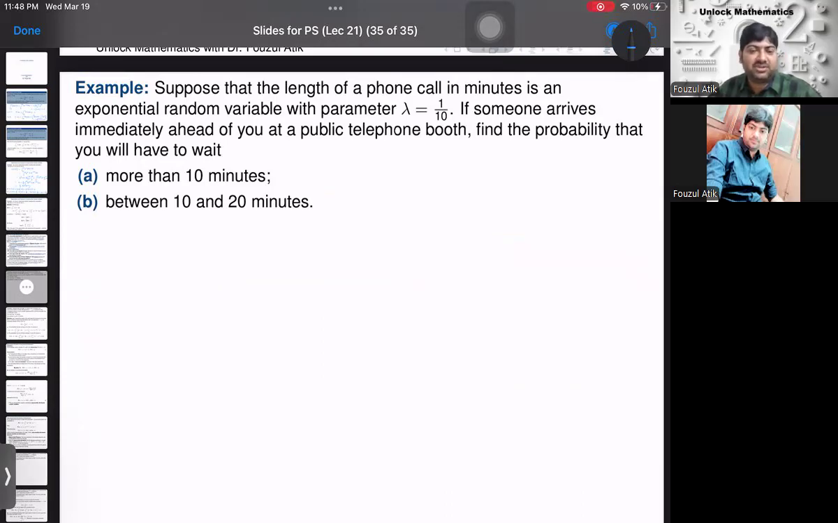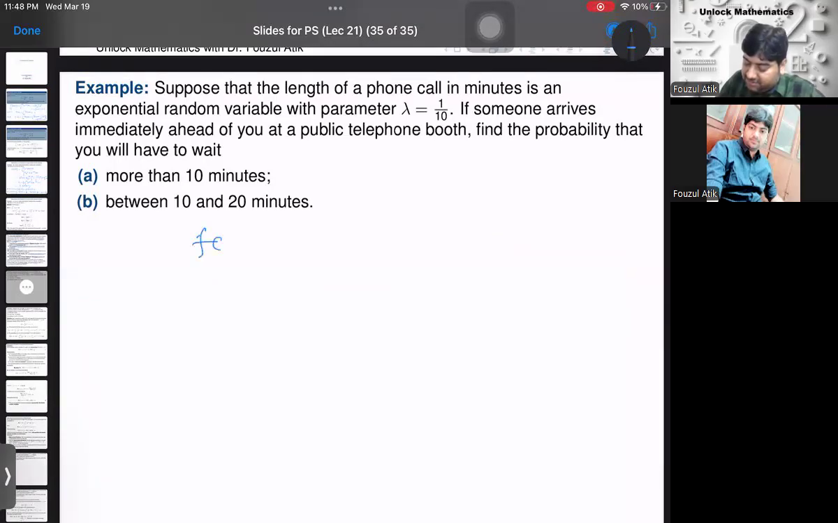It is an exponential random variable. If someone arrives immediately ahead of you at a public telephone booth, find the probability that you have to wait more than 10 minutes or between 10 to 20 minutes. Now, this is a very straightforward example. You can very easily do it. So, what is the solution of it?